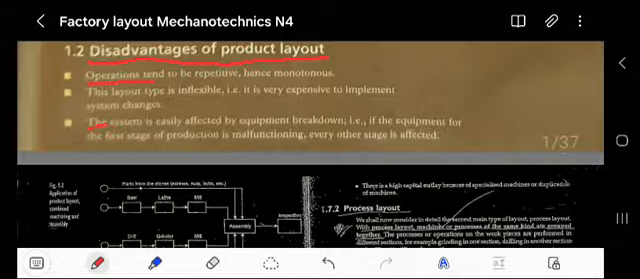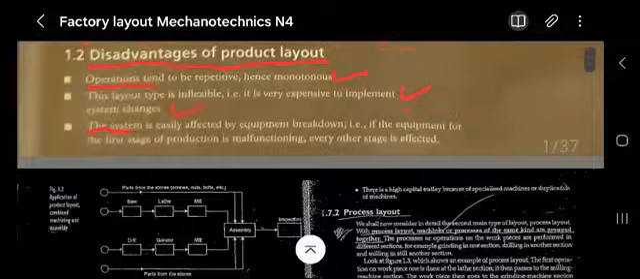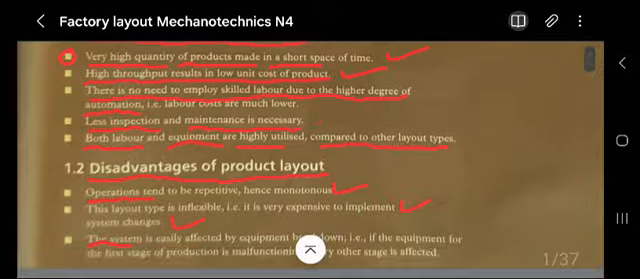And here we have, these are nice points, by the way.